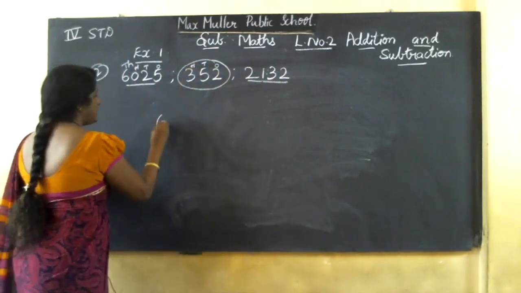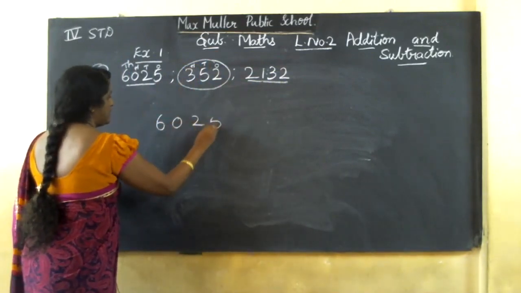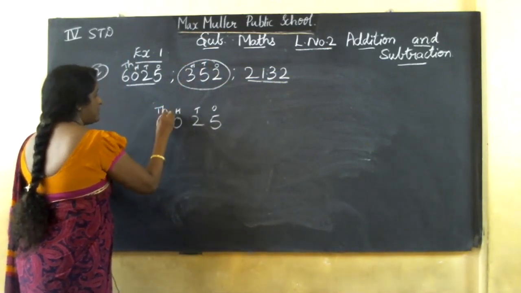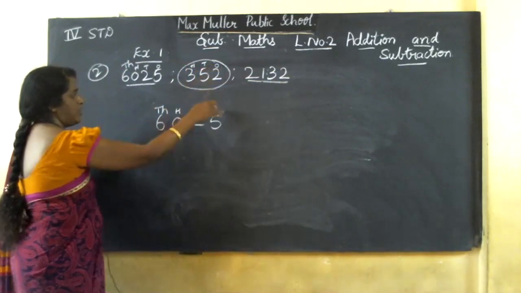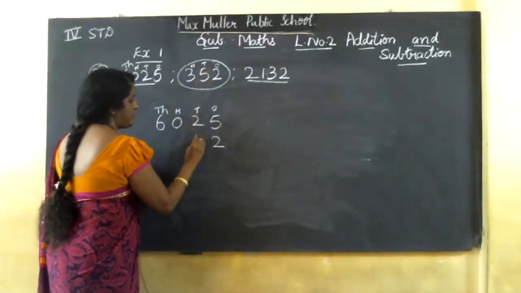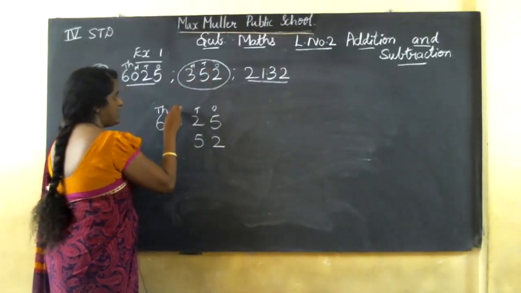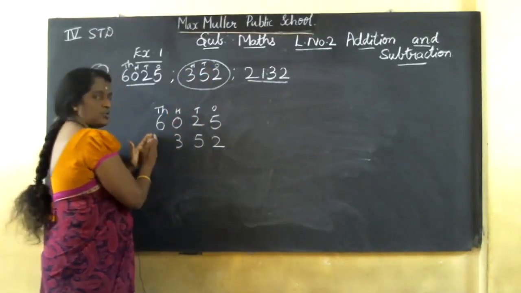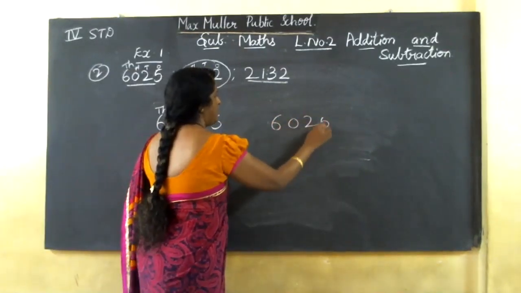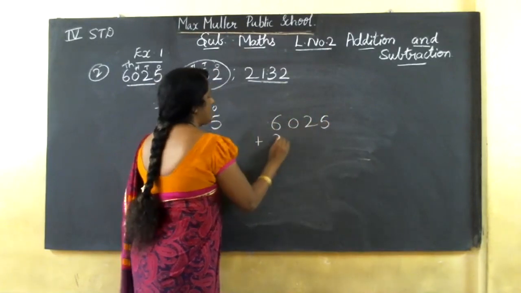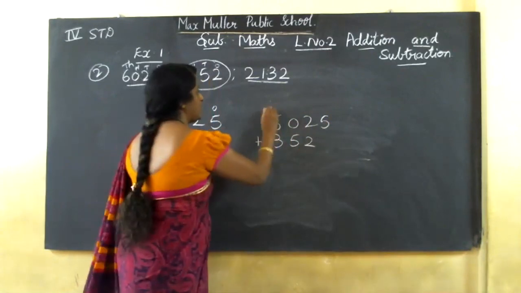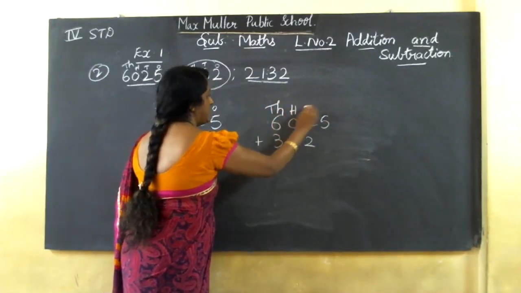See, I write 6025. First number I can write like this. From this, you should see what is in ones place. This is ones place 2, tens place 5, hundreds place 3. This you should not write it here. See, I know so many children make this mistake. 6025 plus 352. You will start from this is 1,000, 100, tens, ones.